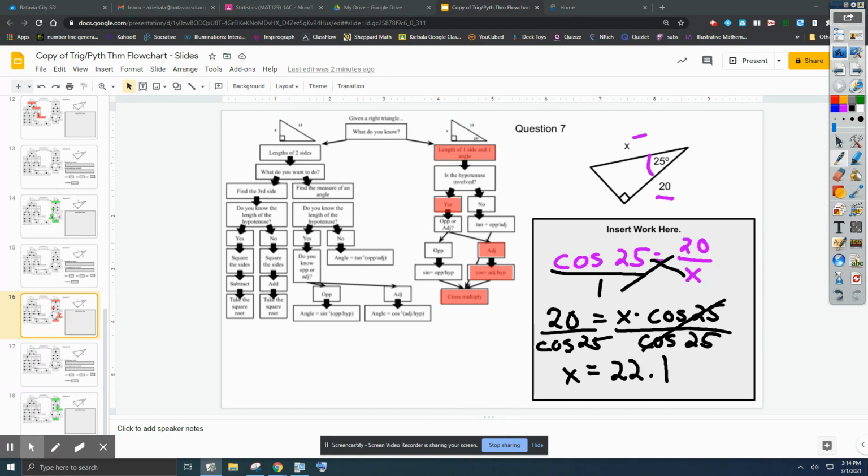I've noticed some people flipping this around. Don't do cosine 25 divided by 20. These are two different problems. This will not give you the right answer. 20 divided by cosine 25 should work.